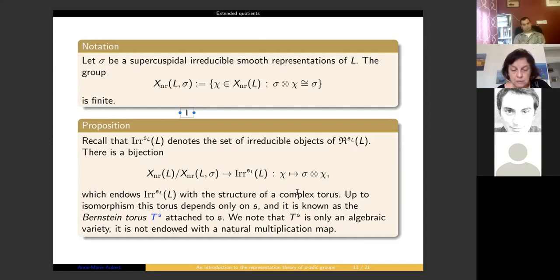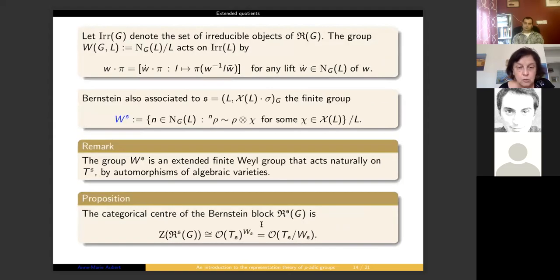So this construction is due to Bernstein. And I can repeat what I said in different words. So T_s is only an algebraic complex variety, and there is no natural multiplication map on it. But anyway, it's very nice to have this algebraic variety, and Bernstein has also introduced another group.